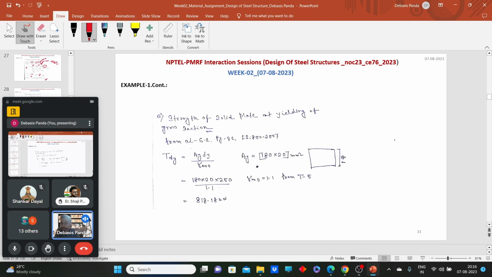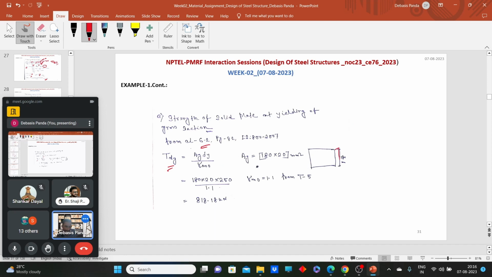What will be the strength of the solid plate? If I don't make any kind of holes, what will be the strength of the solid plate? We can get it from clause 6.2, and that says Tdg equals Ag fy by gamma m0.